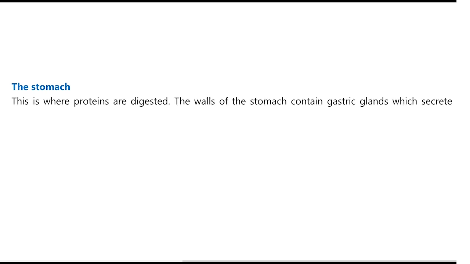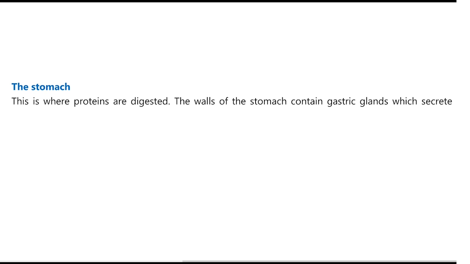We are in the stomach. This is where proteins are digested. In the mouth, we digested starch. In the stomach, we're now digesting proteins. The walls of the stomach contain gastric glands.